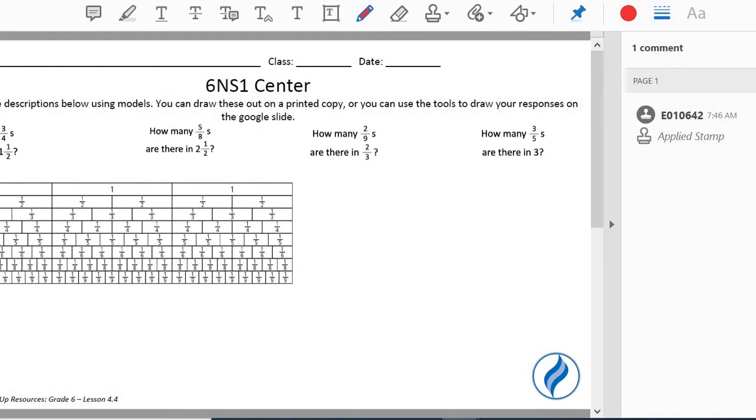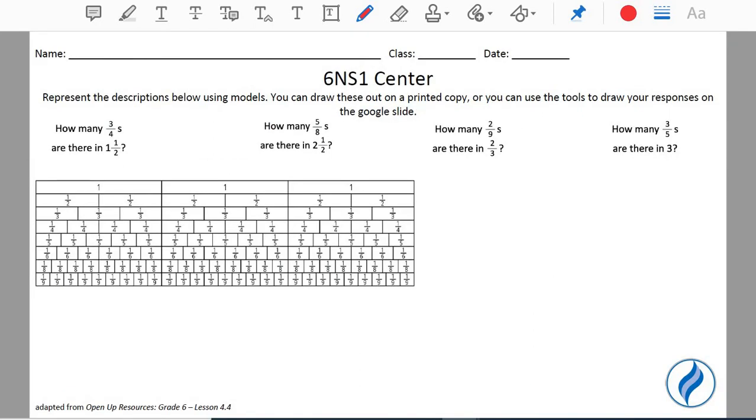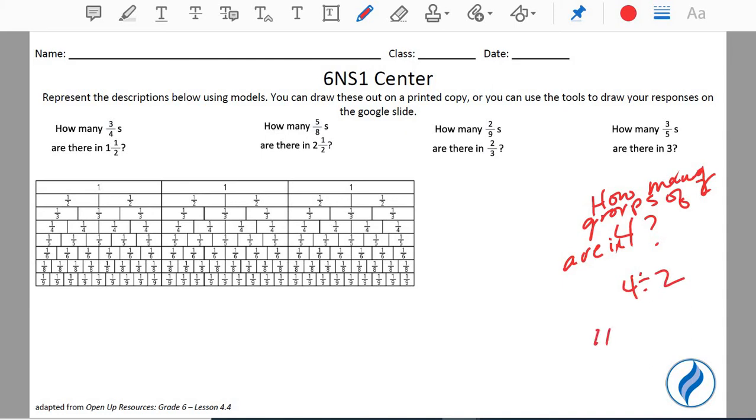And really when we look at it, that's what division is. We're looking at how many of these smaller pieces are inside of this one. So like if I did 4, how many groups of 2 are in 4? Okay, so that would be 4 divided by 2. So you're taking your 4, 1, 2, 3, 4, and you're saying here's a group of 2 and here's a group of 2. So there are 2 groups of 2 inside of 4.